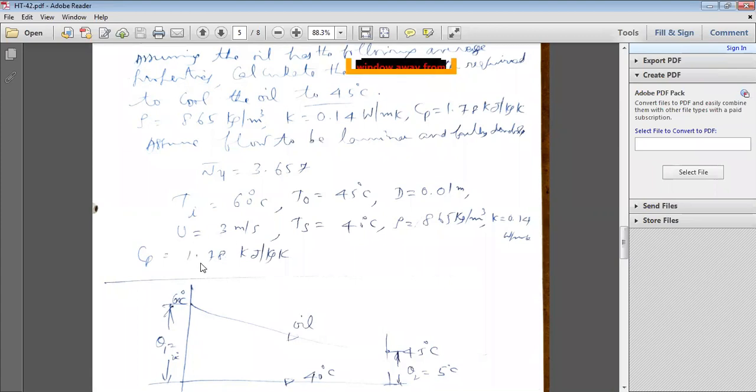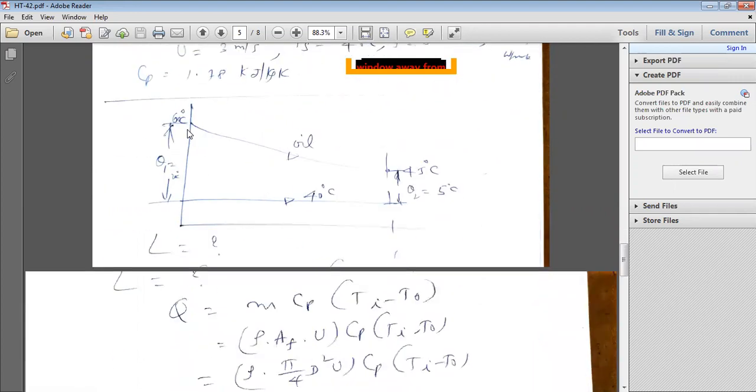All of you listen carefully. These are in kilojoules. You have to convert into joules. 1.79 kilojoules per kg Kelvin. So the oil is cooled from 60 degrees to 45 degrees. So oil temperature drop, and the surface of the tube is being maintained at 40 degrees centigrade.